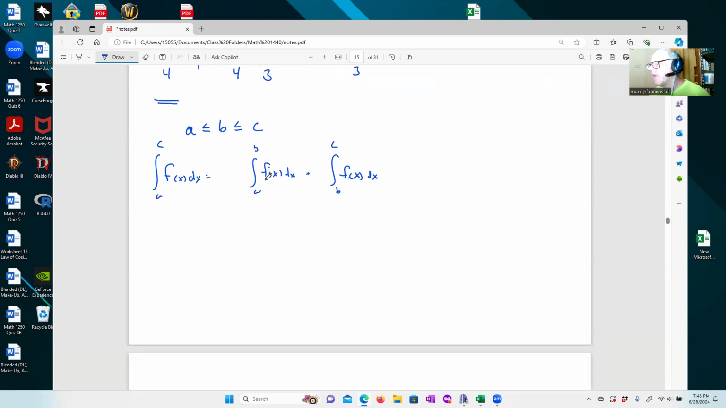Okay. Another property is if I have the negative of f of x dx from a to b, okay, we can separate this out and say that this is an integral from b to a of f of x dx. So if you have one of these negative signs here, you don't want to deal with it, you can go ahead and integrate and then swap the limits, and that will take care of this negative sign out front.